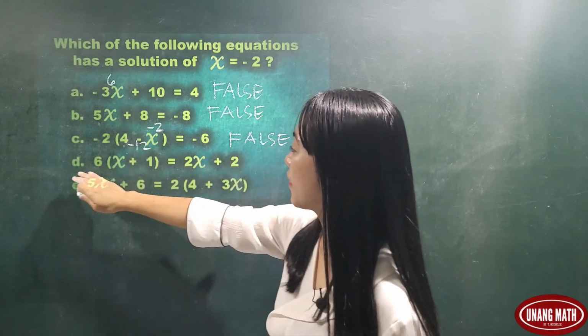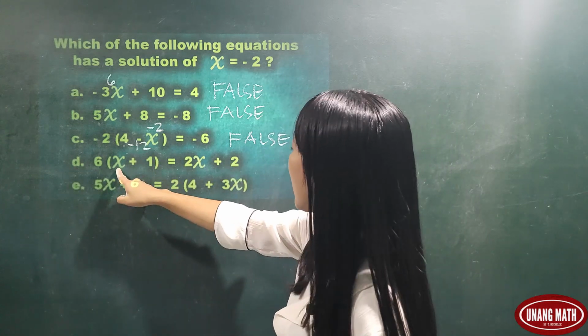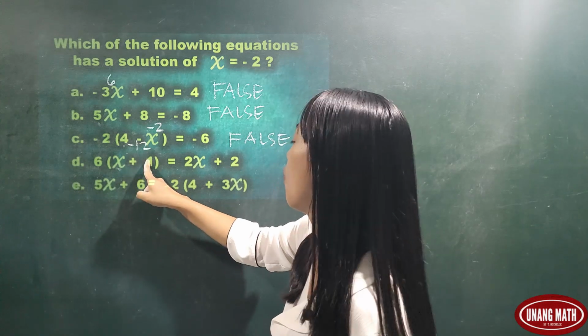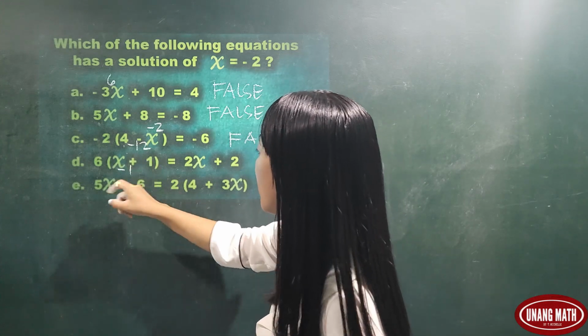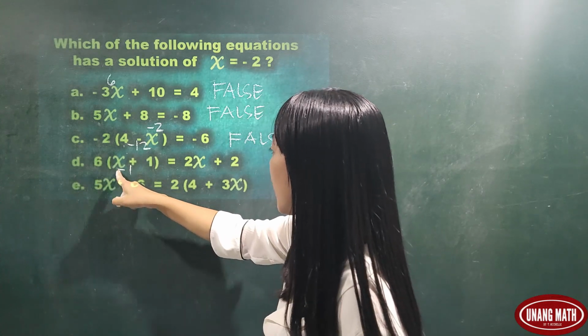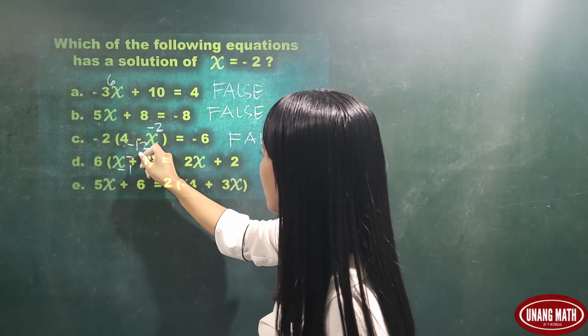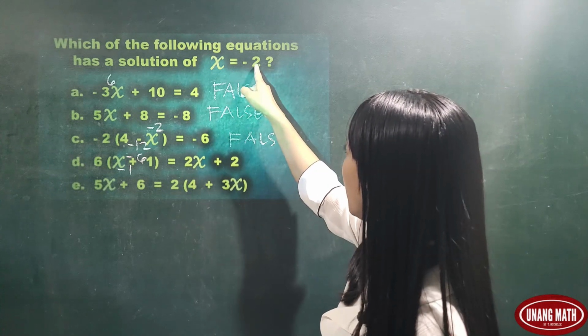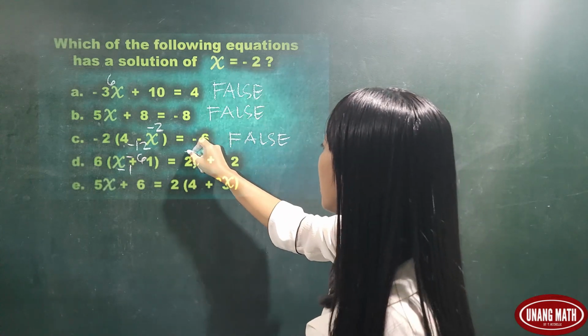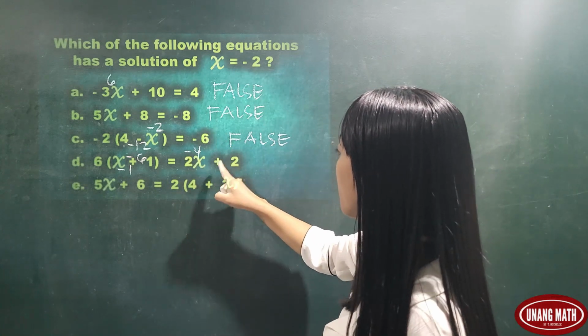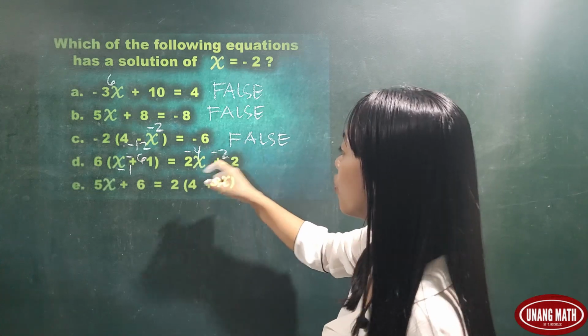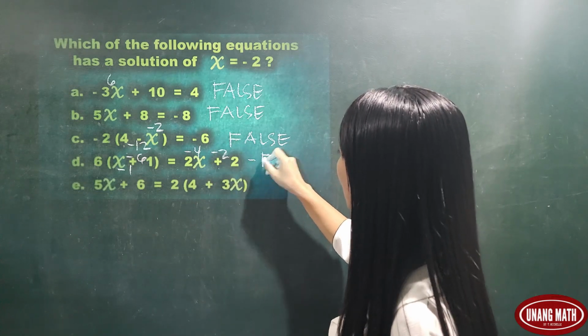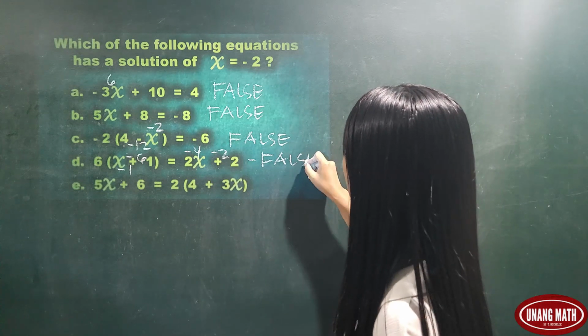Let's check letter D. So this is negative 2. So negative 2 plus 1 is negative 1. So 6 times negative 1, so this is negative 6. 2 times negative 2, this is negative 4. Negative 4 plus 2 is negative 2. So this is also false.